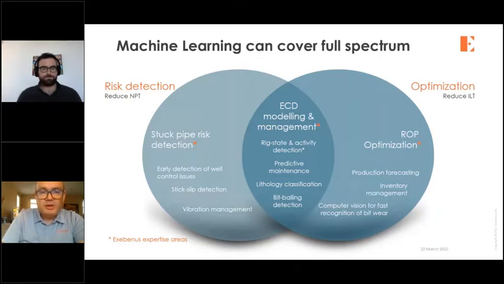Right now, we're covering some at Exabenos, but our objective is to have machine learning applications, or how we call them, machine learning agents, to cover all those issues, with each separate agent attacking and answering these different challenges.